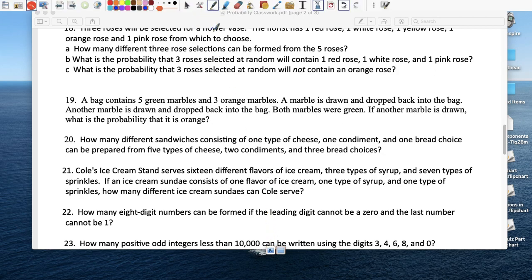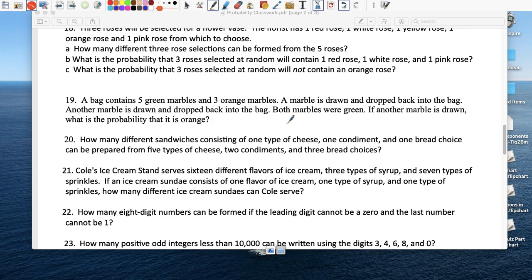We're getting a marble and we're putting it back in the bag. So this is independent, right? Because the total will not change because you're returning it. A marble is drawn, dropped back in the bag. Another marble is drawn, dropped back in the bag. So basically the bag is intact.